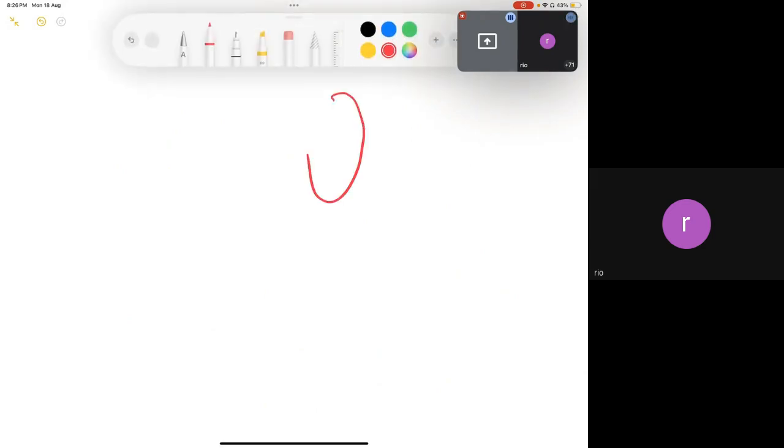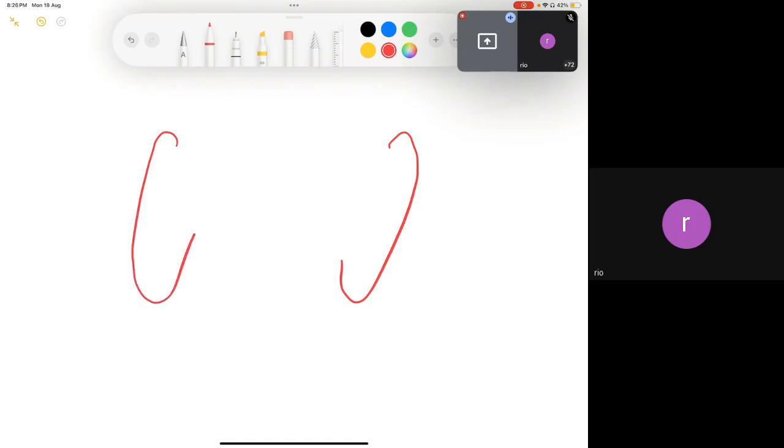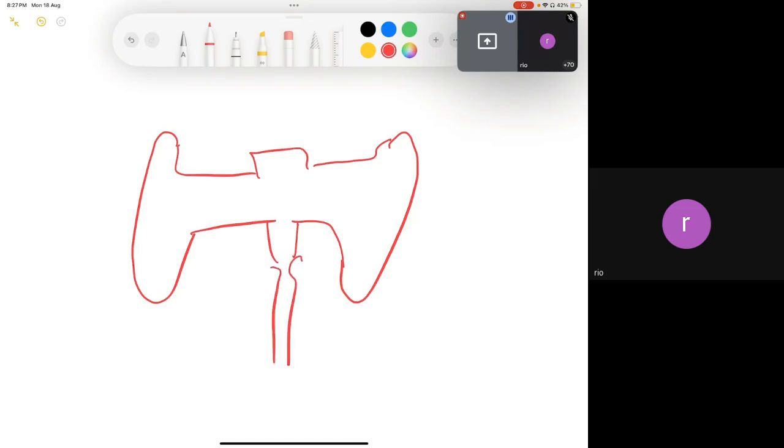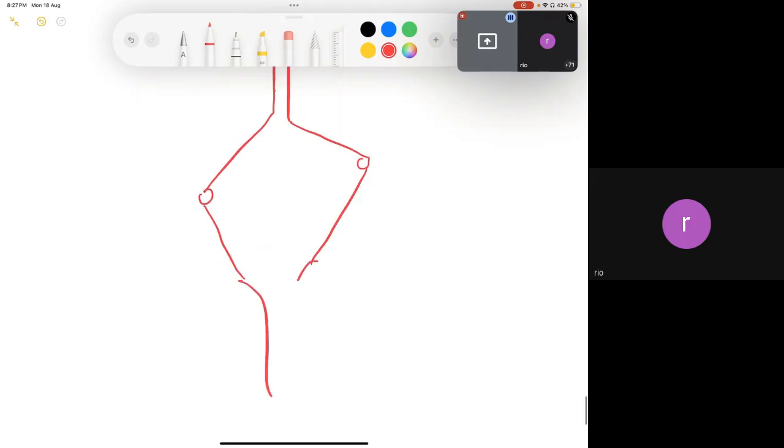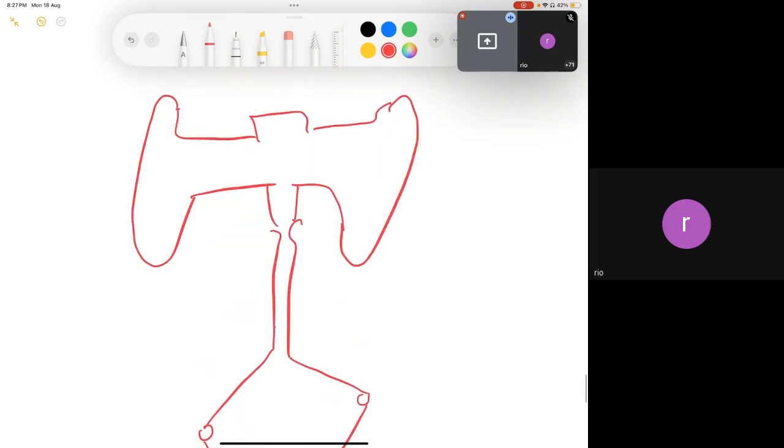We have lateral ventricles, the third ventricle, cerebral aqueduct, fourth ventricle. Let me just make it again. We have lateral ventricles. We have foramen of Monro. We have our third ventricle. We have our cerebral aqueduct. Then we have our fourth ventricle. And from the fourth ventricle, we have spinal canal. We know that all of these ventricles are communicating with one another, right?